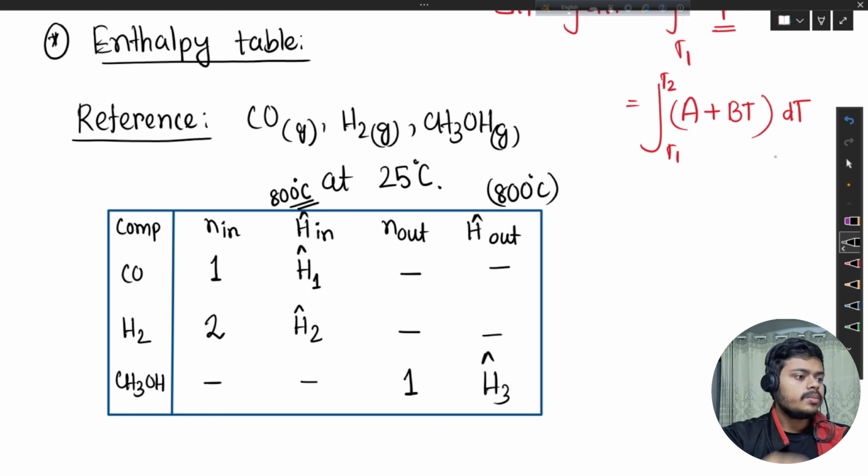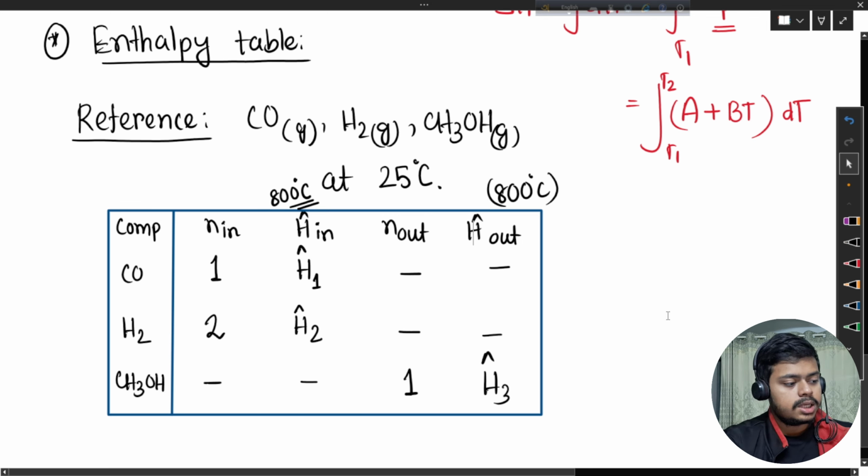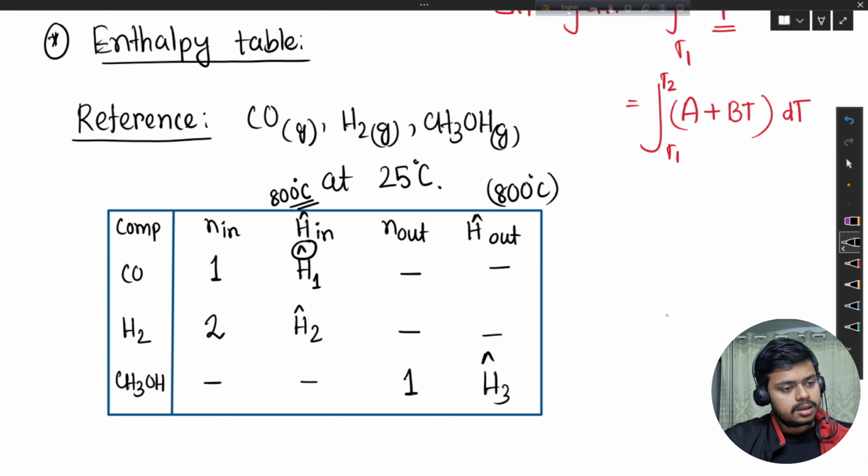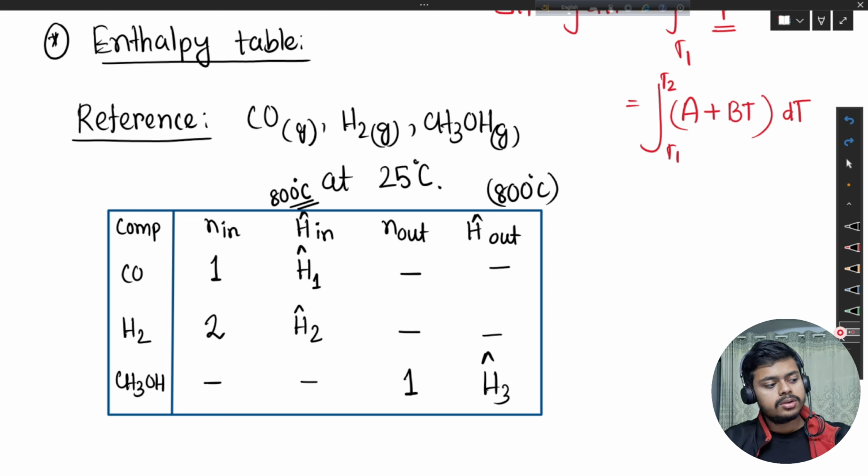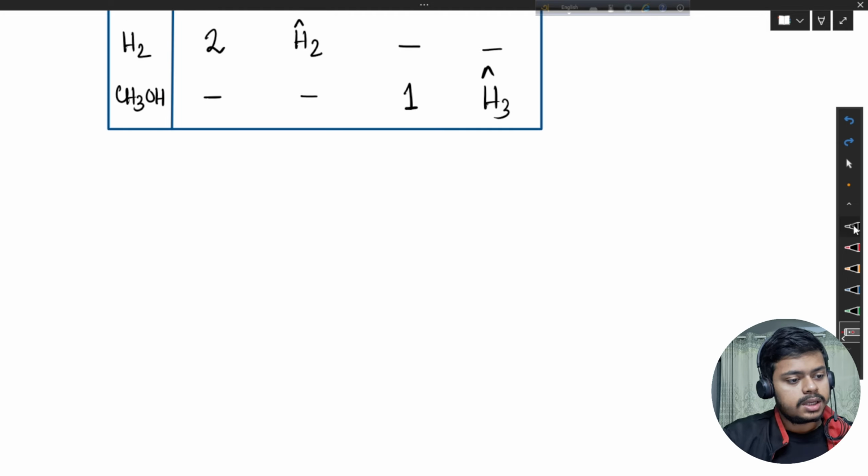Okay, all right. So now we're going to have to calculate H1 specific, H2 specific, and H3 specific. These hats here indicate the specific amount of enthalpy, which is enthalpy per mole, or enthalpy per kilogram. But basically, we're going to calculate enthalpy per mole, and then multiply it by the amount of moles that has been input to this reaction. All right, so first of all, we're going to calculate H1.